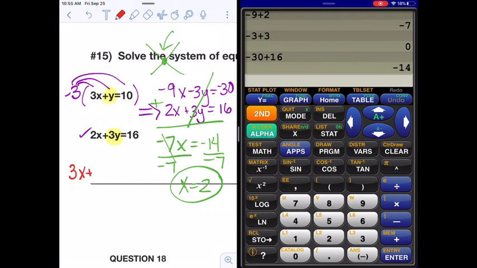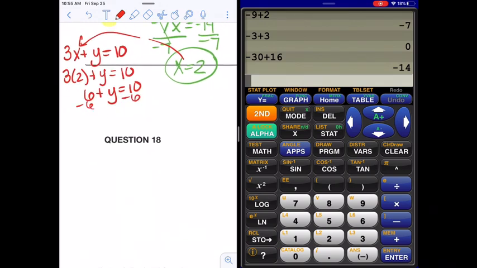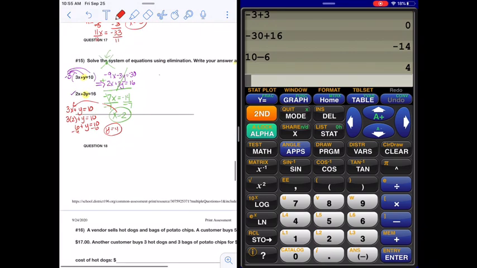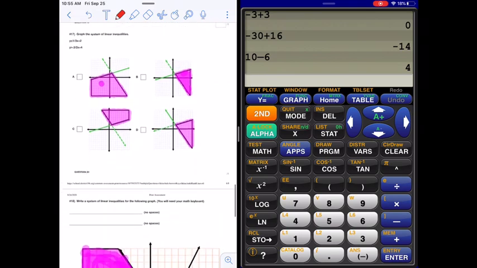So 3x plus y equals 10. Instead of the x, I'm going to plug in that 2. So 3 times 2 plus y equals 10. 3 times 2 is 6, plus y equals 10. I'm going to subtract my 6 from both sides. So 10 minus 6 is 4. So y equals 4. So your final answer, what you are going to type into Schoology, is left parenthesis 2, comma 4, right parenthesis, and you are done. So great job. All right.